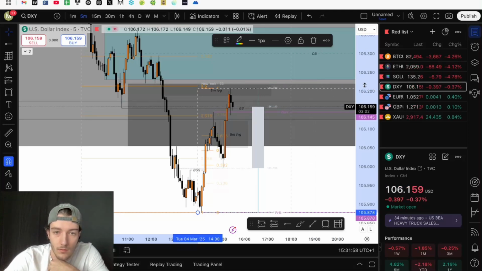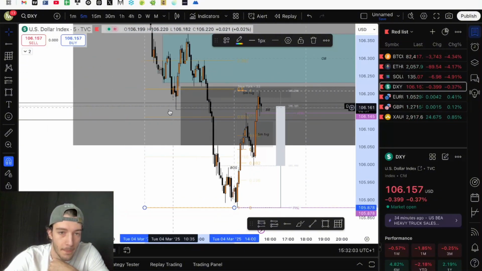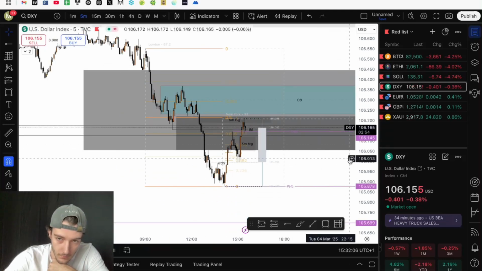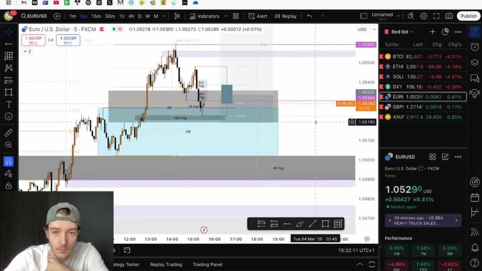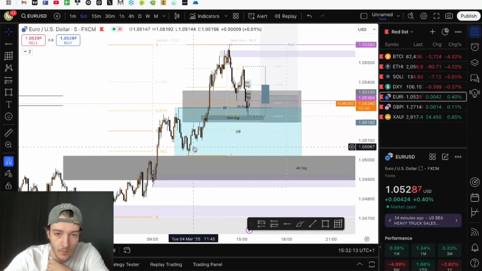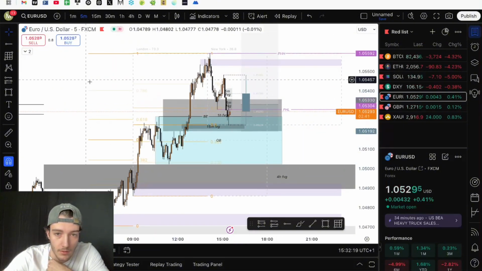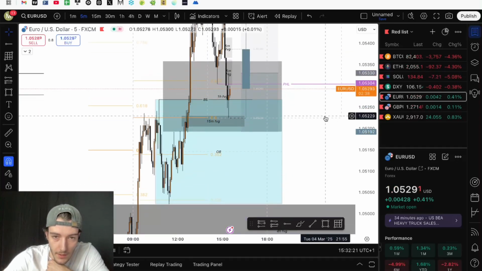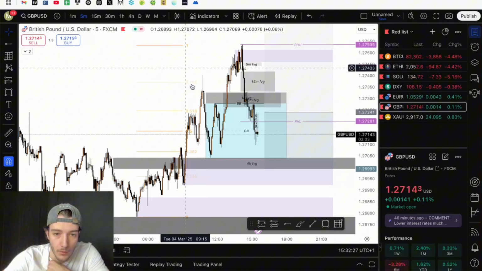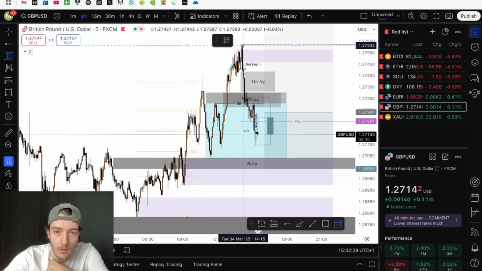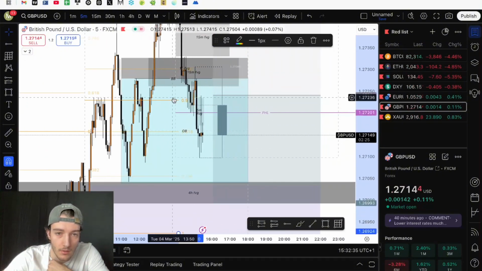So the dollar can easily come up above this 50% level first to then move lower. When it comes to the London move on the other pairs, on Euro we did tap into the discount level already, and on GU I think we are even deeper into that. Yes, we are very deep in this equilibrium of the London move.